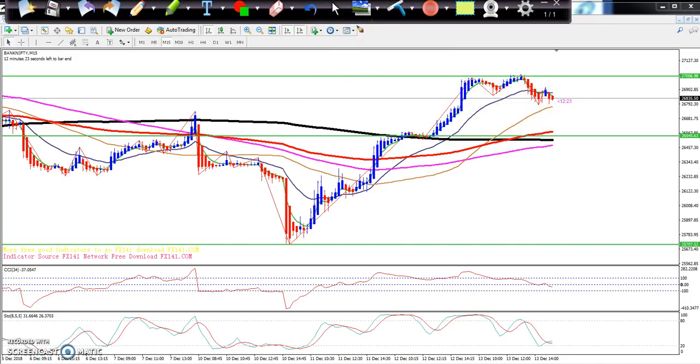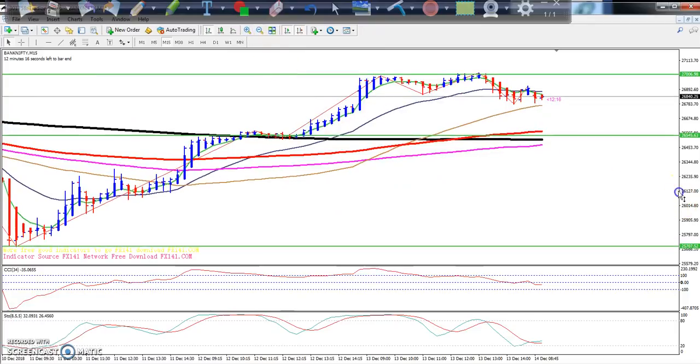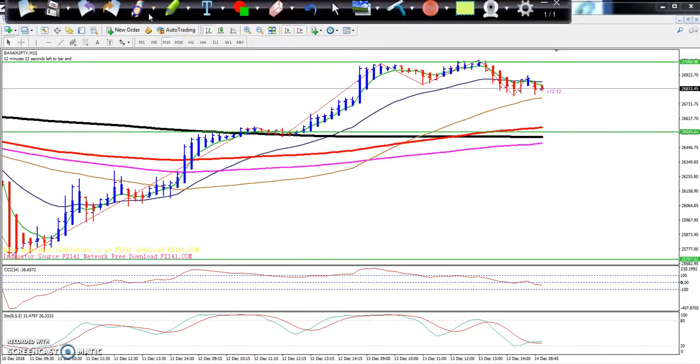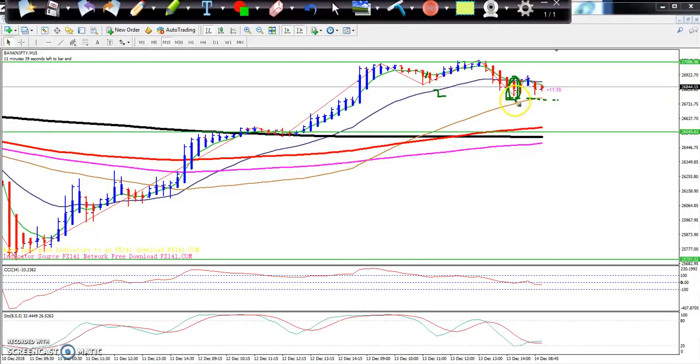So according to the moving average crossover, where is your entry point? Let me make it a little bit bigger. Here you can see this candle, right? If we go for sell, this candle crossed this 20 moving average and this 5 moving average, the green one. So we'll start selling if they break this level.